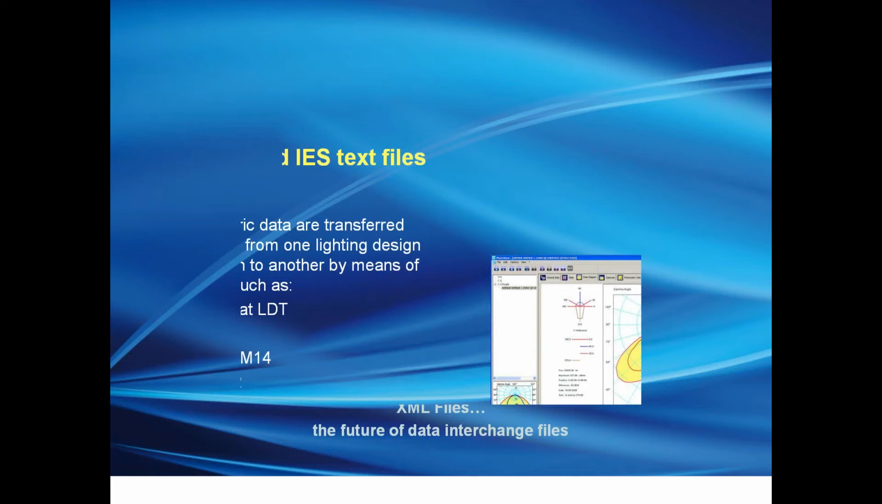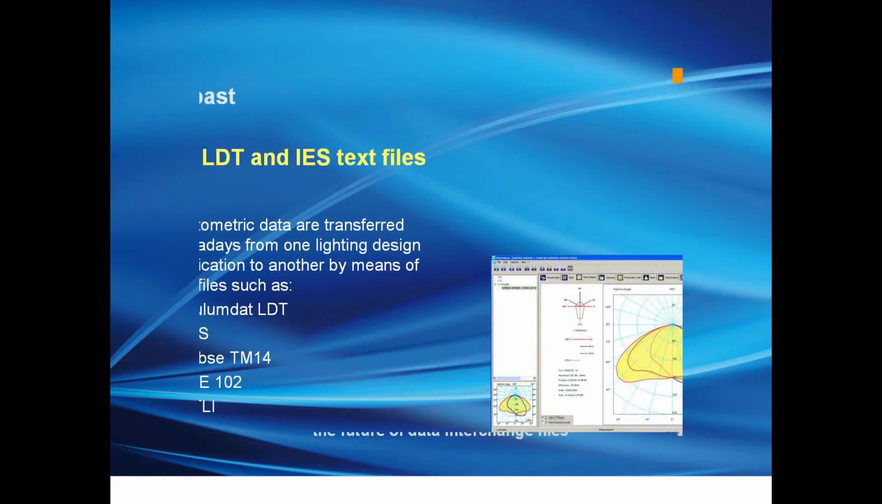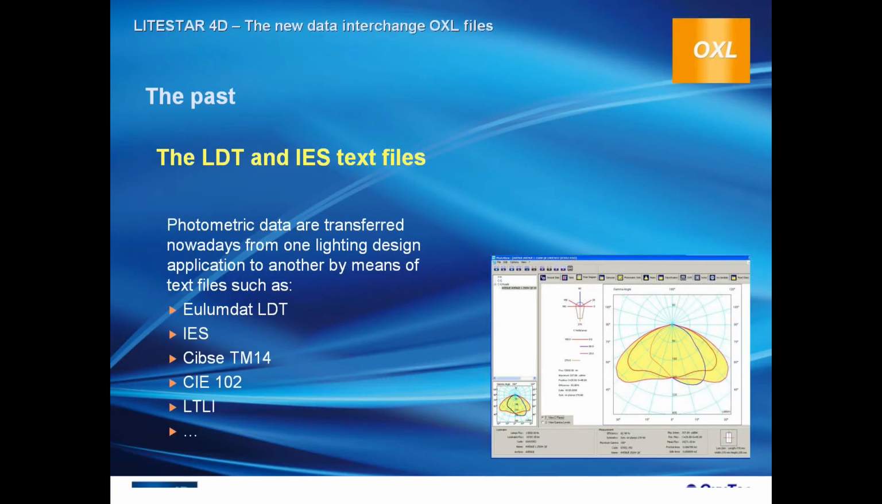What's now available in the market? The LDT and IS text files. Photometric data are transferred nowadays from one lighting design application to another by means of text files such as ULUM with extension LDT, IS files, CTM14, the British format, CIE 102, LTLI, the Scandinavian format, and other minor formats.